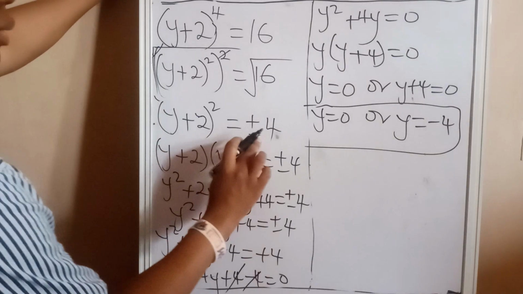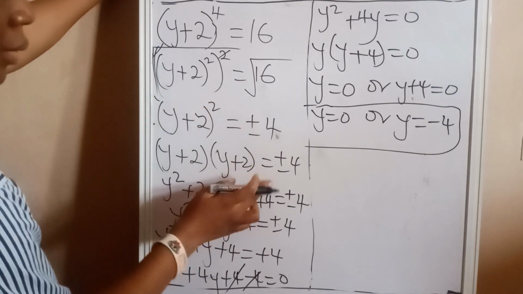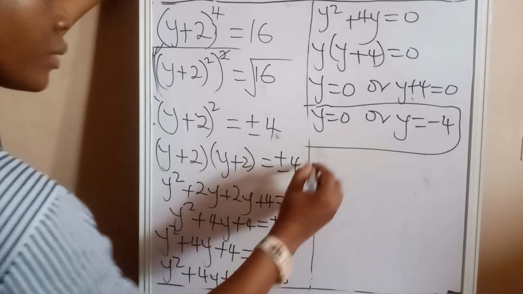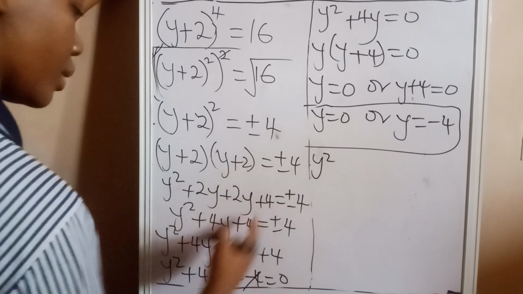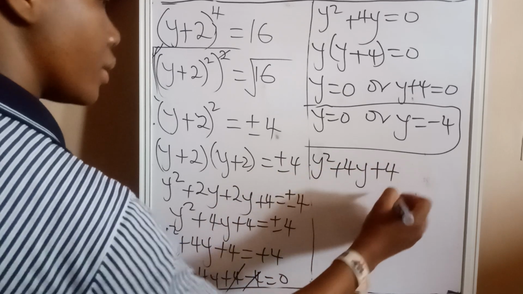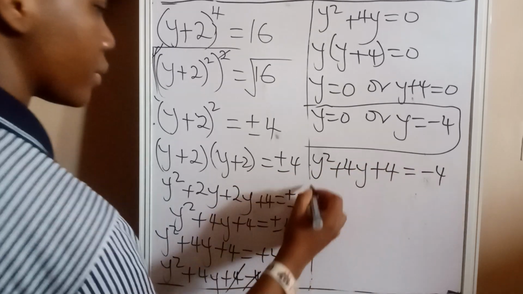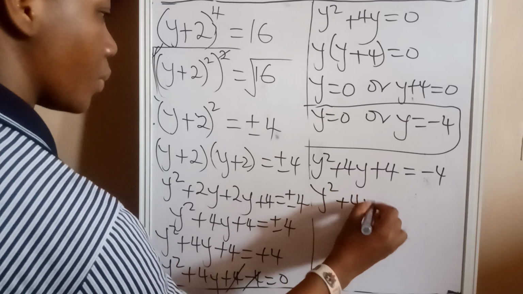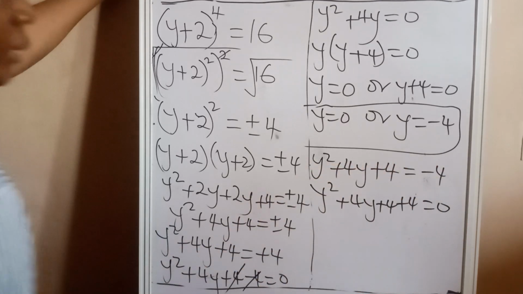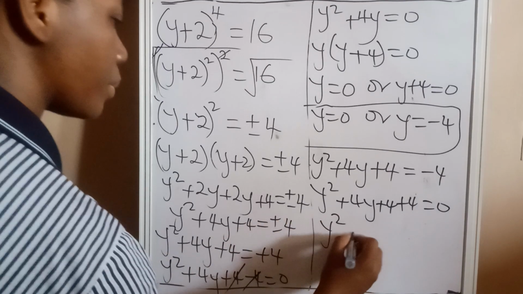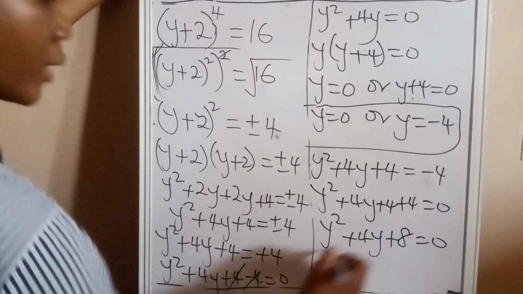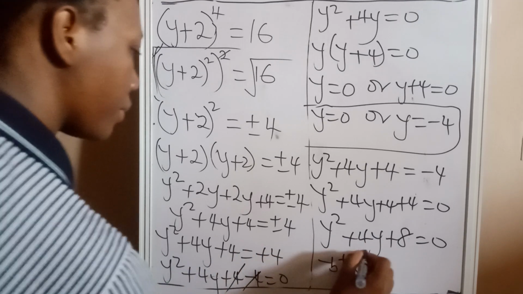Now, making use of the negative, because the one we used initially was the plus. So we're going with the negative 4. So we have y squared plus 4y plus 4 equals minus 4. So we have it as y squared plus 4y plus 4 plus 4 equals 0 when it comes here. So we have y squared plus 4y plus 8 equals 0. We have to use the formula method for this one.